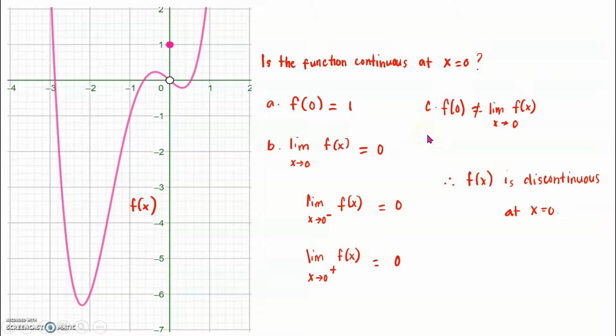However, when we go to the third condition, f of 0, which is 1, is not equal to the limit of f of x as x approaches 0. So our function failed at the third condition. This means f of x is discontinuous at x equals 0.